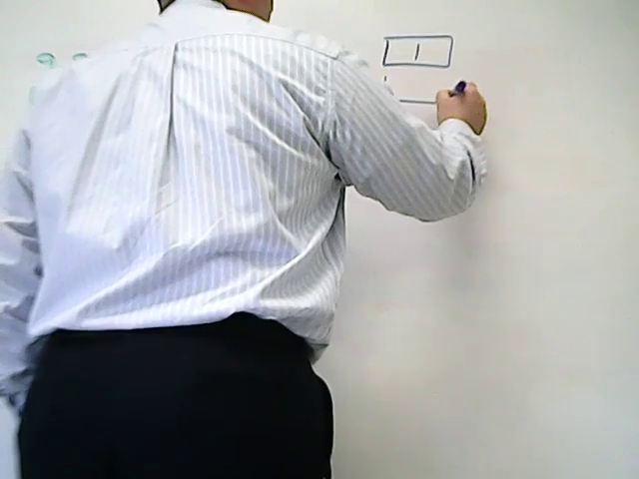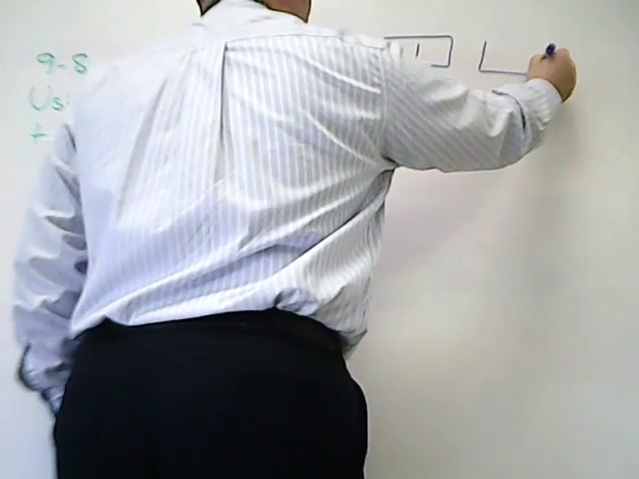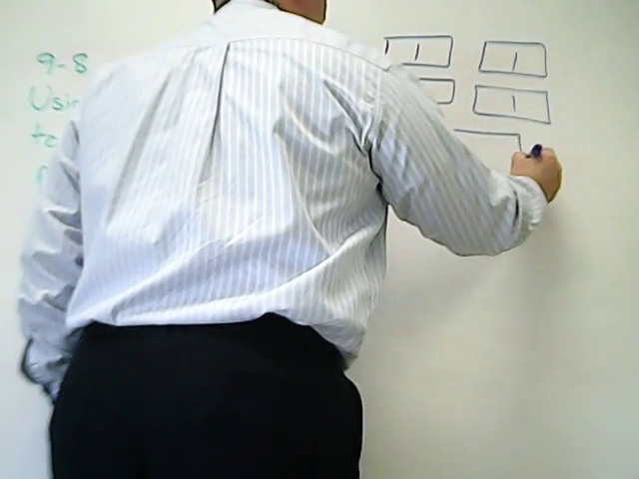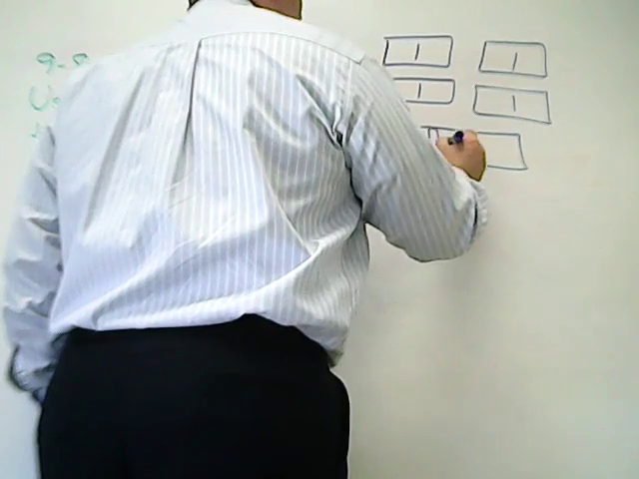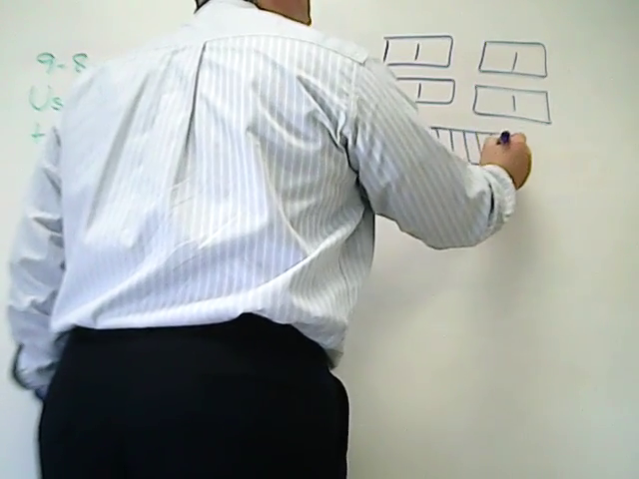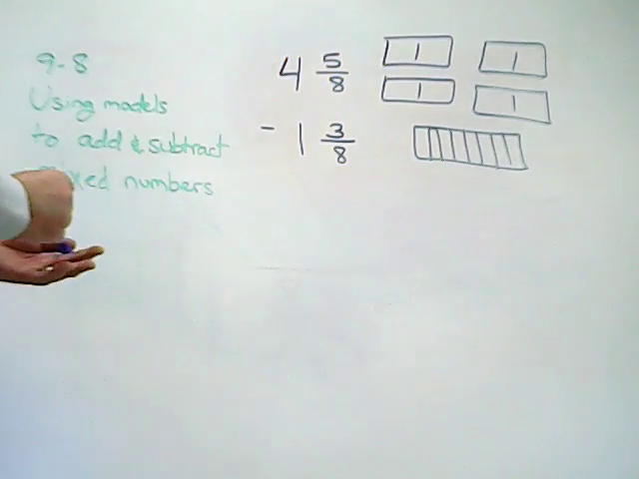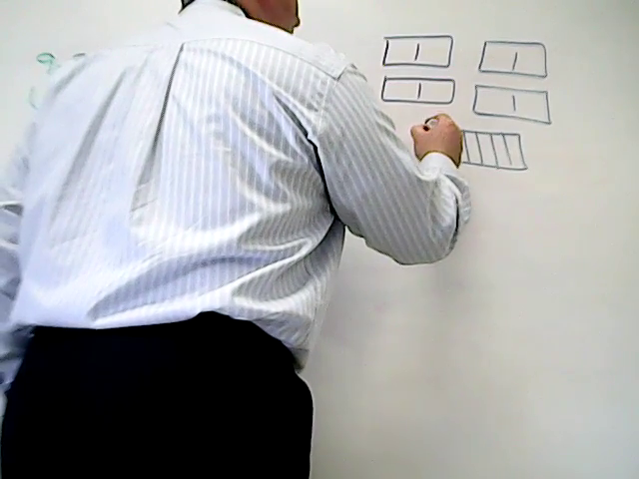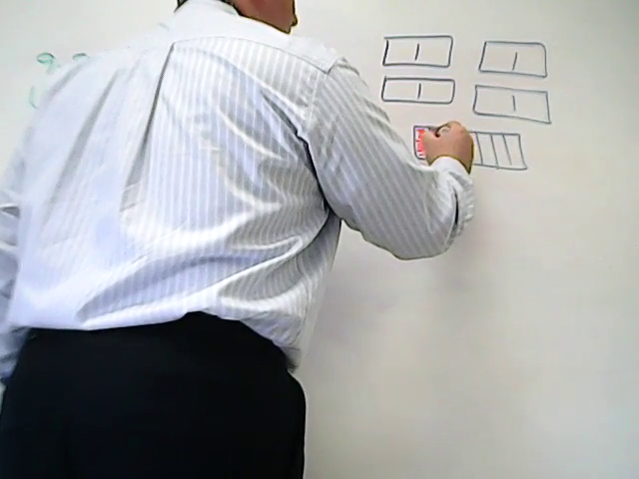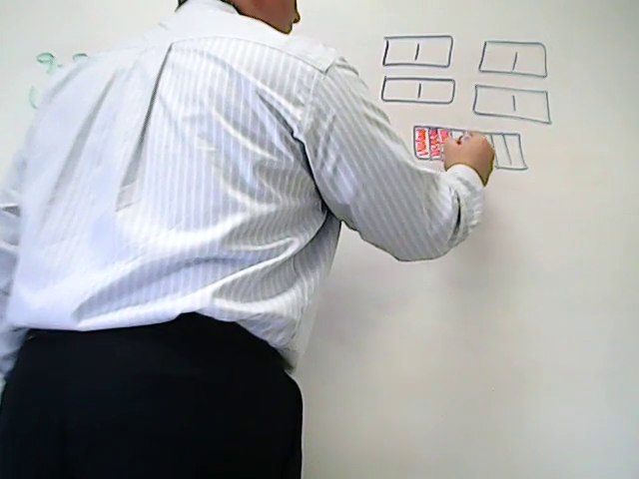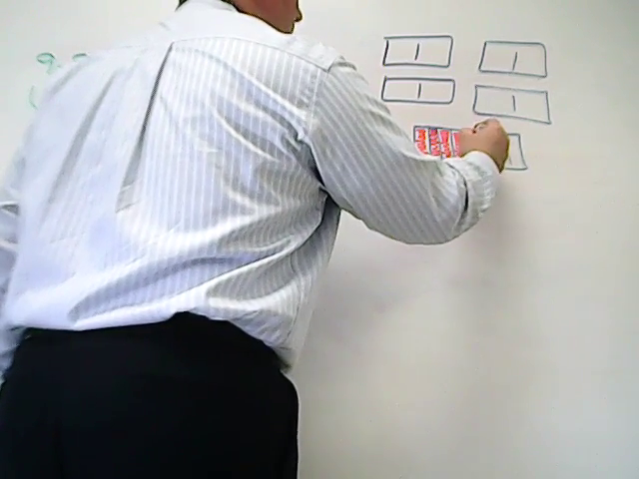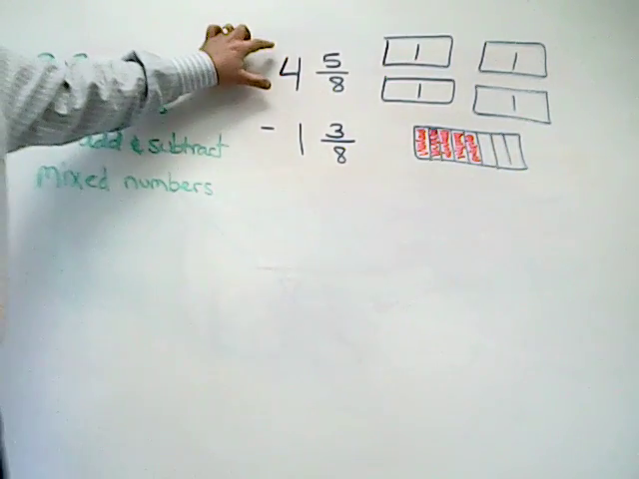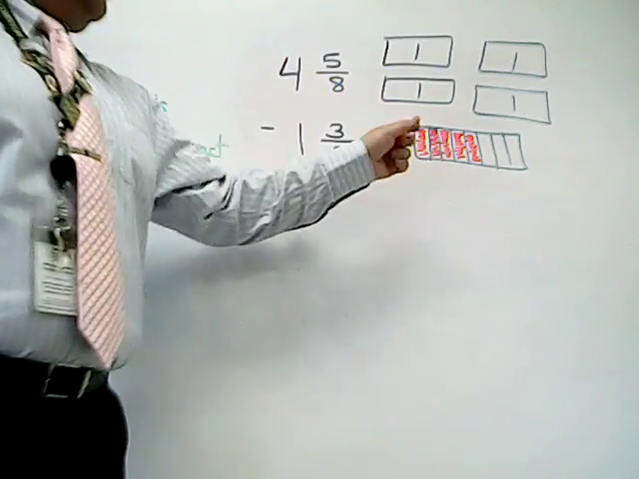1, 2, 3, 4, and 5/8. Color in my 5 with the different marker to help your illustration. 2, 3, 4, 5. So all I did here is draw a model representation of 4 wholes and 5/8.